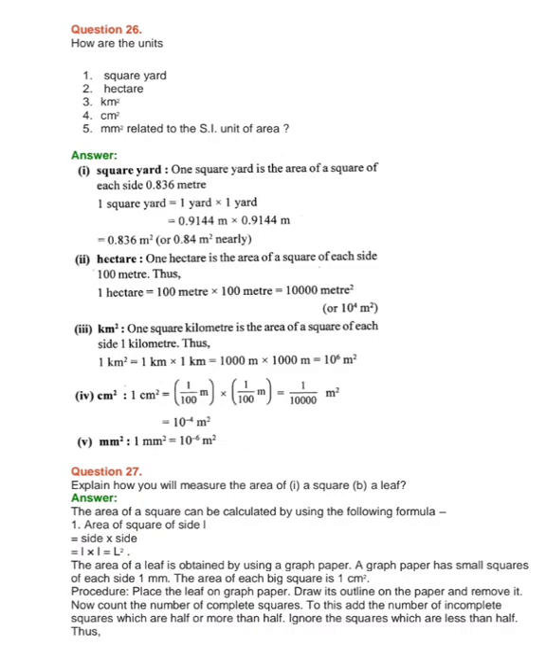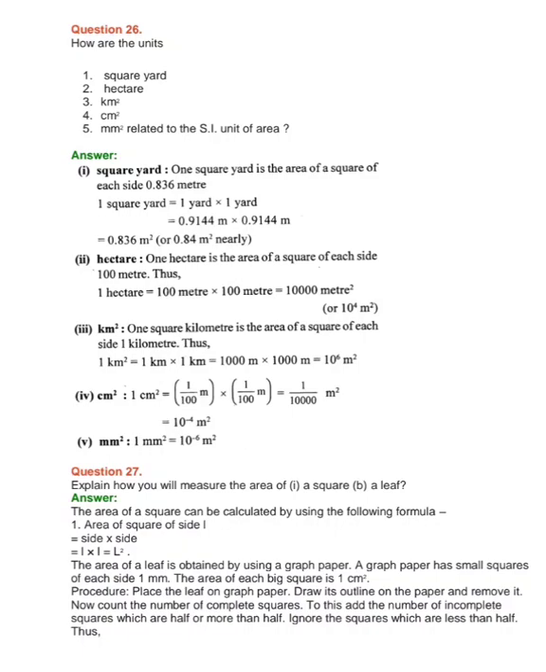Moving ahead to question number 27. Explain how you will measure the area of a square, a leaf. Answer. The area of a square can be calculated by using the following formula. Area of a square of side L is equal to side into side, which is equal to L into L, which is equal to L square.